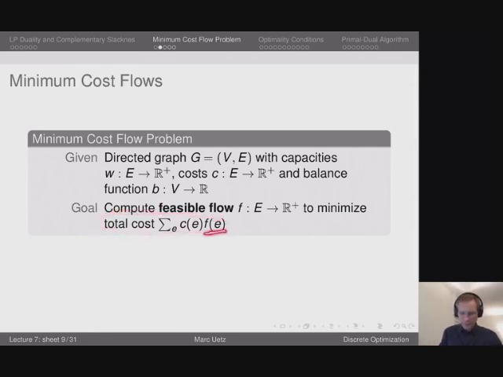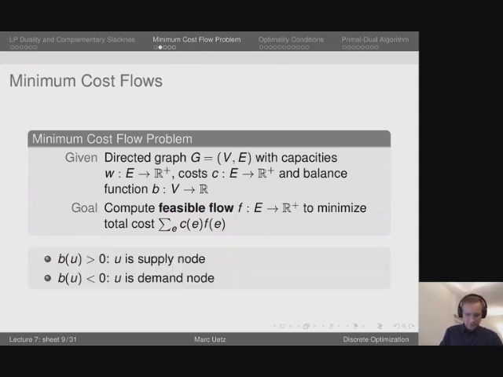So per unit flow, we incur a cost of C for that edge, and we just minimize the total cost that occurs because we are sending flow through the network. Now, a node with a positive balance is called a supply node. That's a node that produces something, it wants to get rid of flow. And a node with a negative balance is a demand node.